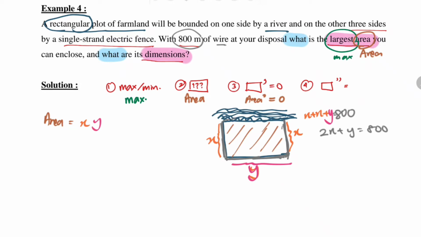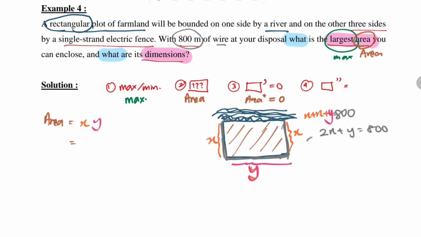Now, after that, what do we have to do next? If we have more than one variable here, of course we cannot differentiate dA over dx, because we don't know whether we have to differentiate with respect to x or with respect to y, because both of them are variables in this question. So this means we have to change one variable. And how are we going to change it?